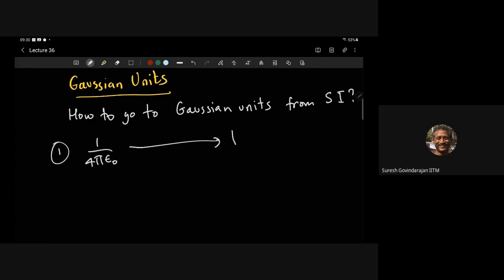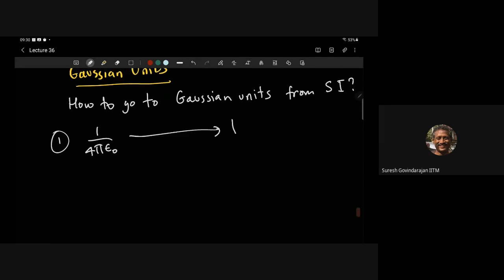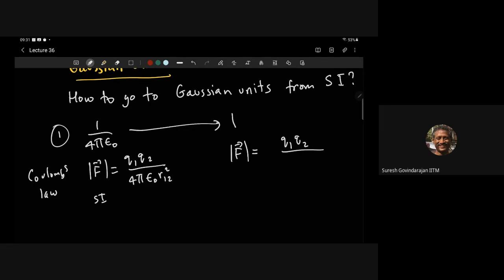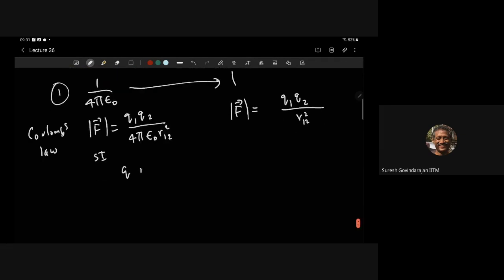So the correct statement is Coulomb's law. The magnitude of, say, the force between two charges is Q1 Q2 by 4 pi epsilon naught R12 square. This is SI. But in Gaussian units, F is... Q is measured in coulombs here.